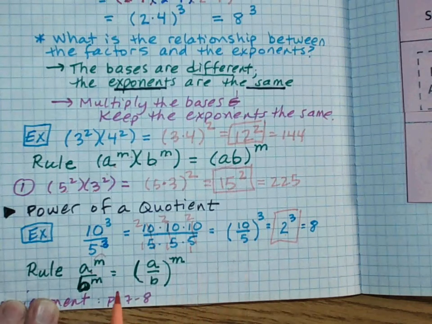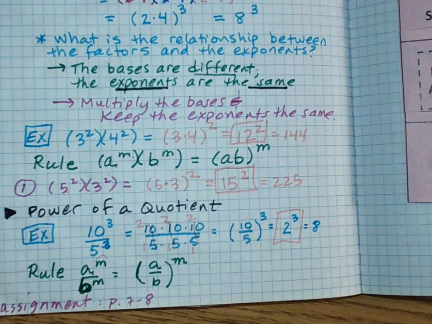You have enough information now to actually complete pages 5 and 6. Tomorrow we're going to talk about 0 and negative exponents, which you will need in order to complete pages 7 and 8.